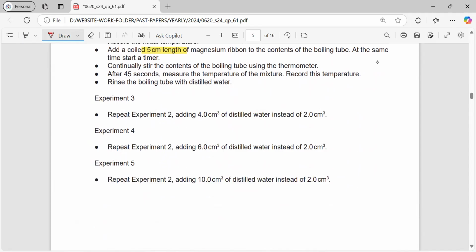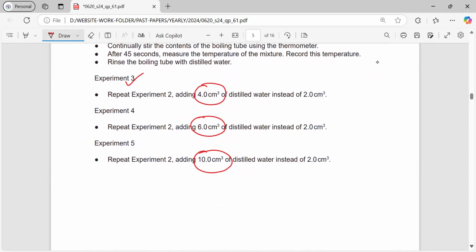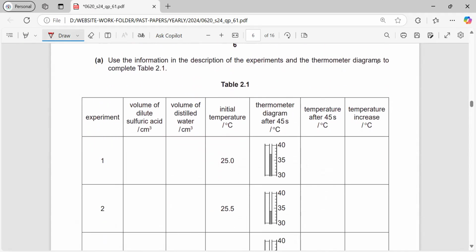In experiment 3, the student adds 4 centimeter cube of distilled water. In experiment 4, 6 centimeter cube of distilled water. And experiment 5, 10 centimeter cube of distilled water. Rest of the thing is the same. So we have to complete these tables first.